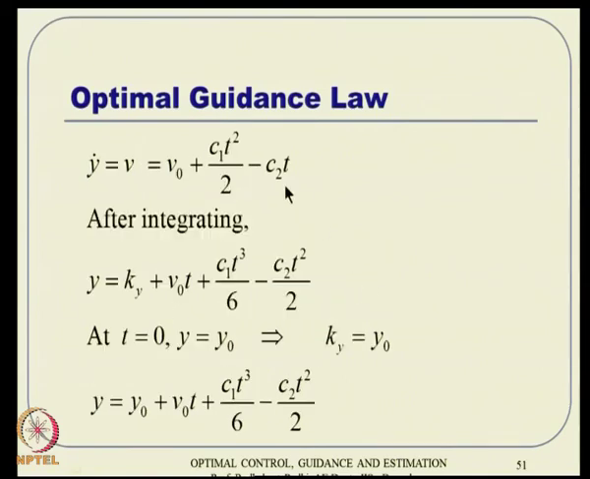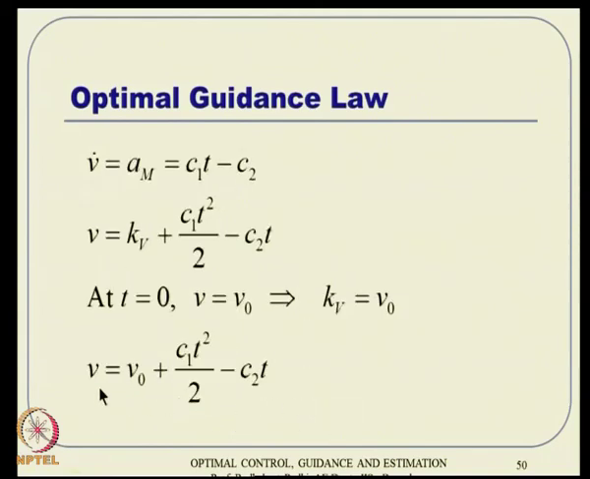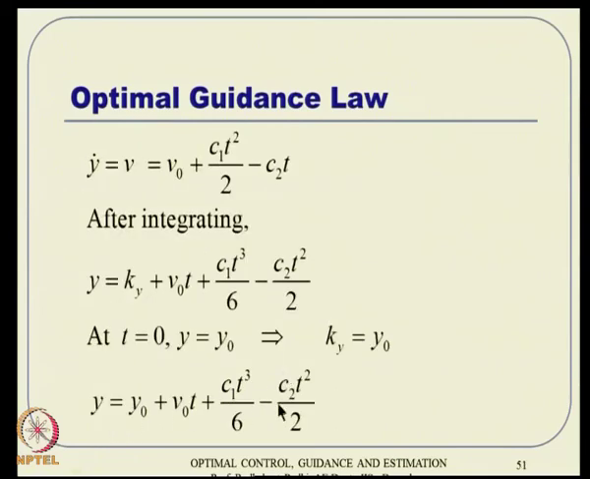So we have this optimal guidance law, and for deriving that we need the expression for y also, because we want to utilize the boundary condition for y. So we now put y dot as V, which is nothing but this, and after integrating we will have an additional integration constant, again from the initial condition that at t equal to 0, y equals y naught, so we get k_y equal to y naught. So from this we get this expression for y. So we have this expression for V and this expression for y.